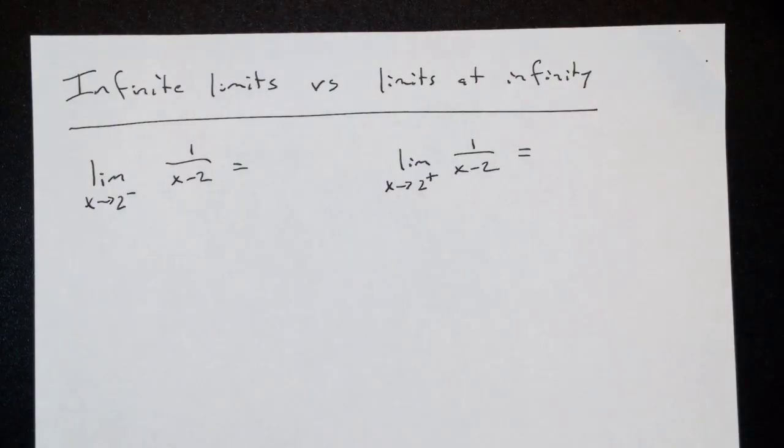What's going on at 2? There's not a hole in this graph. There is a problem, but it's not a hole. It's an asymptote.